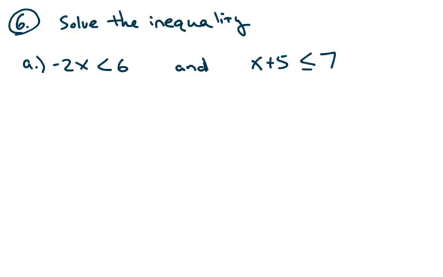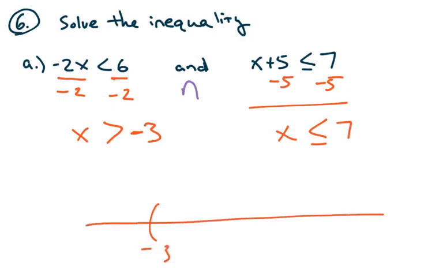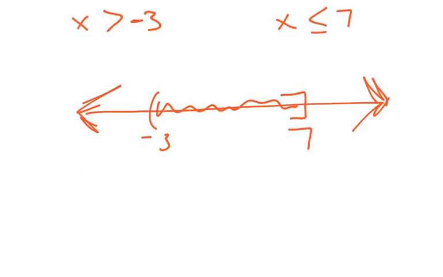Solve the inequality. Now remember, and means intersection. So what we want to do is exactly what we've been doing. The only difference is that we have to solve the inequality first. We'll divide by negative 2. And just like we discussed in the previous video, we have to flip the inequality. Here we'll subtract 5. So we'll graph both, and we'll do the intersection of these two. So if we graph both, we see that the intersection is just what they have in common, which will be from negative 3 to 7.